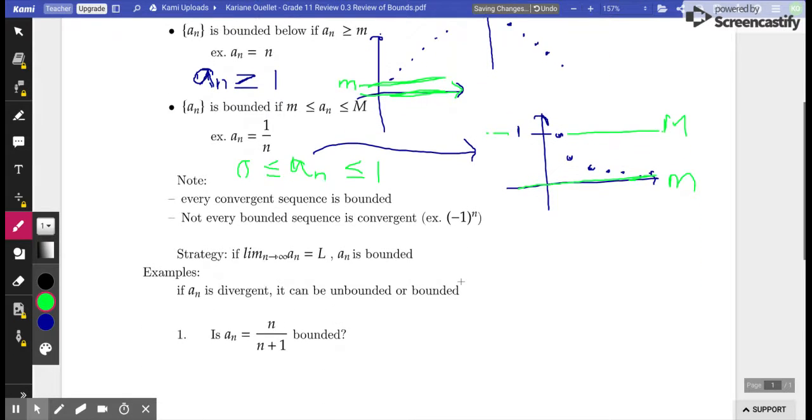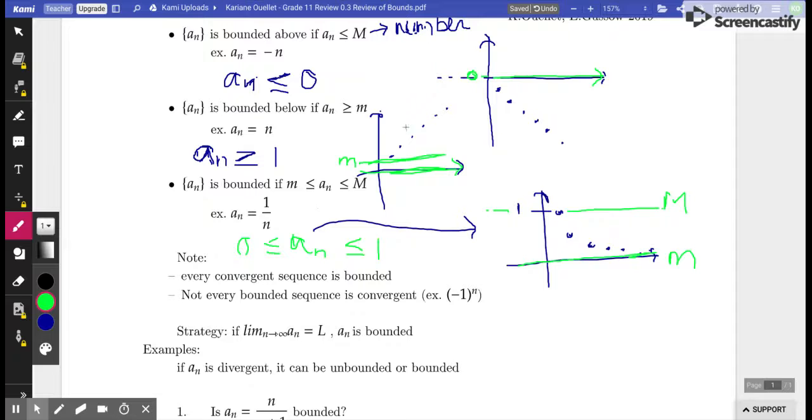There we go. Now, a very important note: every convergent sequence is bounded. That means that if you find out a sequence converges, you know it's bounded. That makes sense because if it were not convergent, if it's divergent to infinity, for example, in this case here, it cannot have an upper bound. Therefore, it's not bounded.